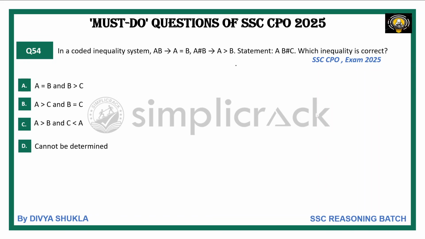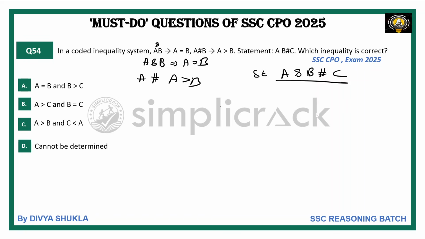Same thing. Some symbol is missing here, so we can just represent it like A and B. I can say A and B means A is equal to B. A hash B, I'm saying A is greater than B. The statement I'm writing here is A and B hash C, because you can name anything, it doesn't matter. Now A and B means A is equal to B, and B hash C means B is greater than C. So this is the equality which is formed.